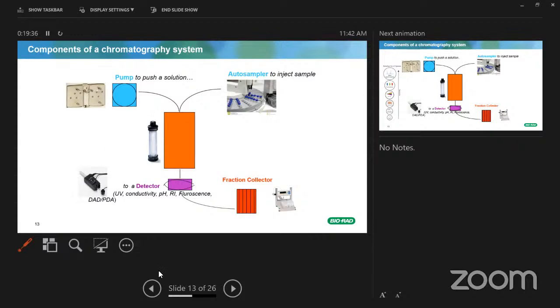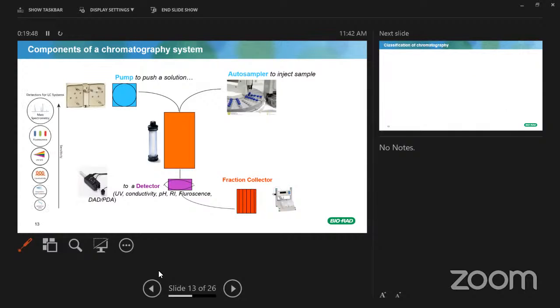Yeah. So these are the essential components of any liquid chromatography. In gas chromatography, instead of the pump, it is replaced by the pressurized gas, inert gas. Now, in terms of sensitivity of the detectors, the highest being the mass spectrometer, and then comes the fluorescence, UV, conductivity, refractive index. So that is how it goes in terms of sensitivity.